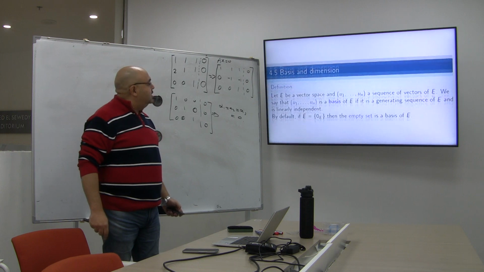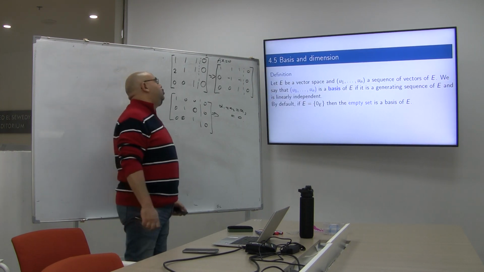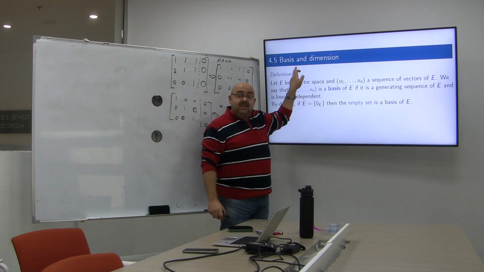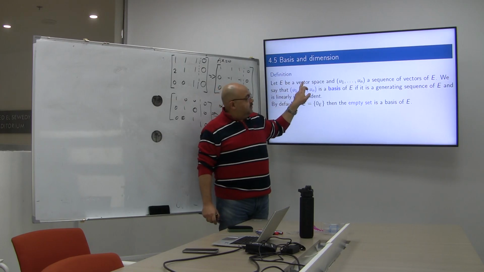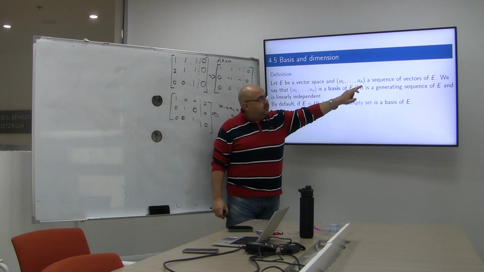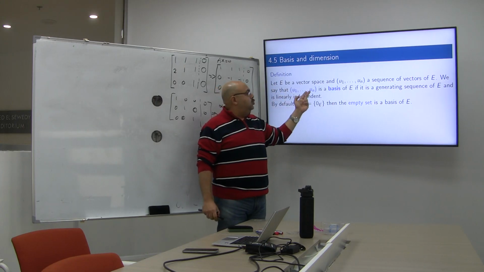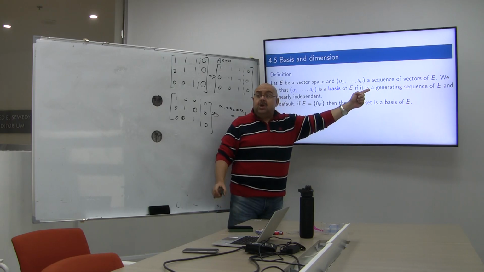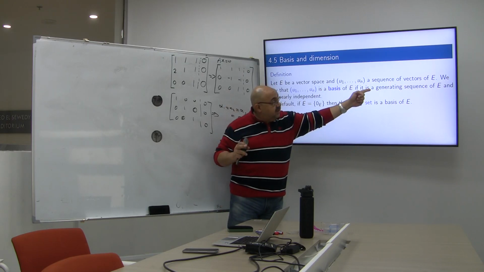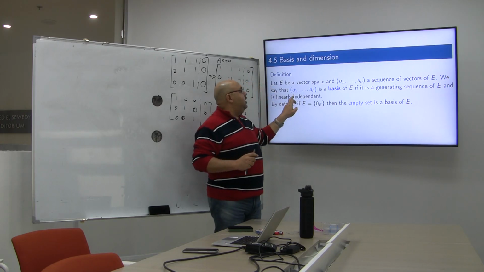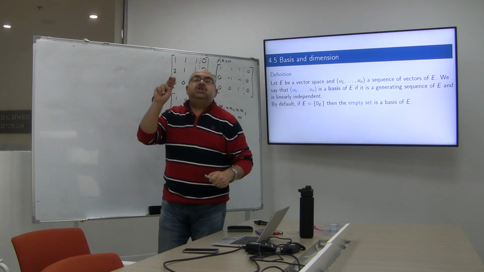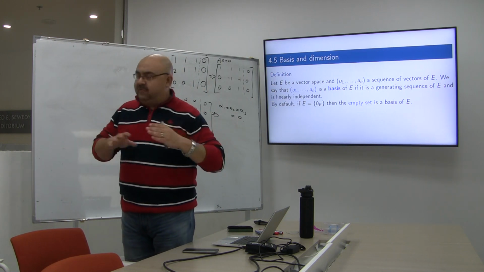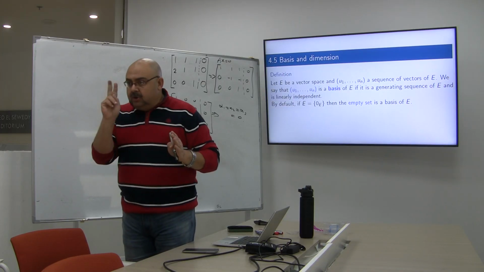Which means I can increase or decrease the size. Now I'm going to talk about, specifically, the basis and the dimension. Let E be a vector space, and U1 up to Un a sequence of vectors of E. We say that U1 up to Un is a basis of E if it is a generating sequence of every vector in E. This is number one. And it is linearly independent. So how many conditions are required in order to get a basis of R3 or of any vector space? Two things.